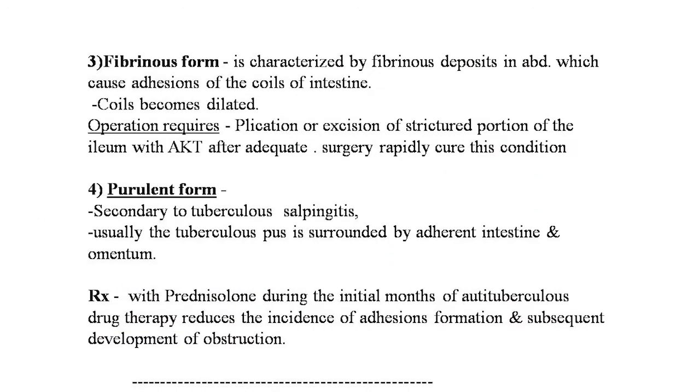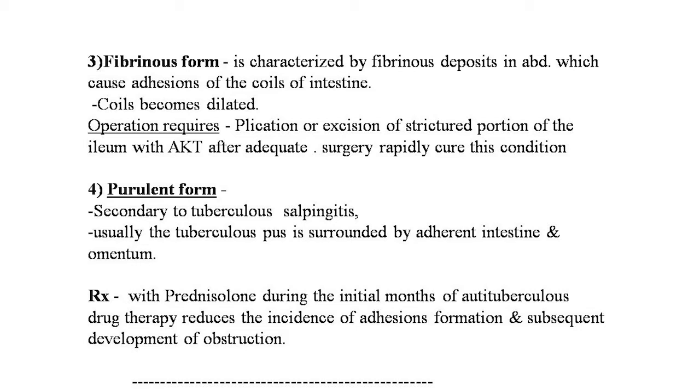Third form of the chronic tuberculous peritonitis is the fibrinous form. It is characterized by fibrinous deposits in the abdomen which cause adhesions of the coils of intestine. Coils become dilated. Operation requires plication or excision of the strictured portion of the ileum with ATT. After adequate surgery it rapidly cures this condition.